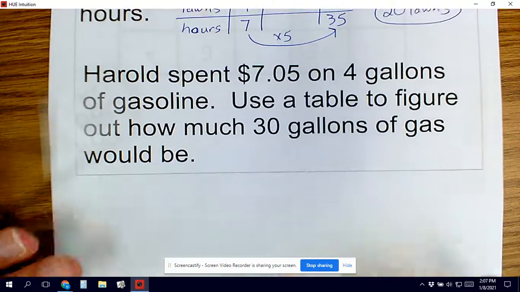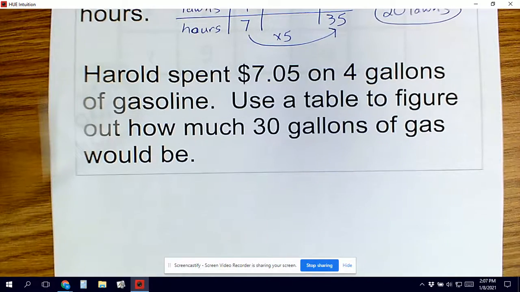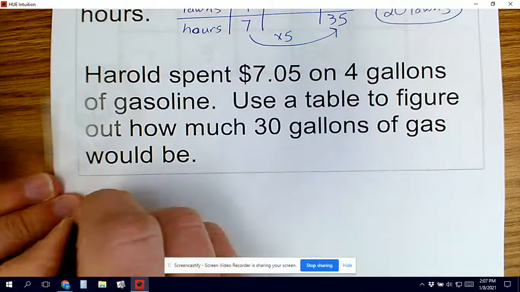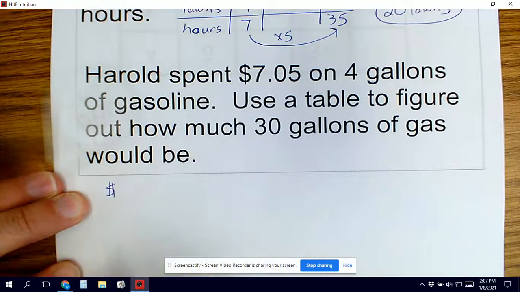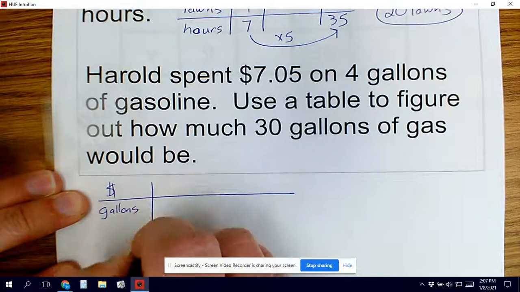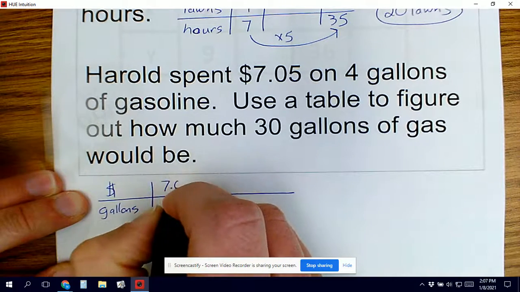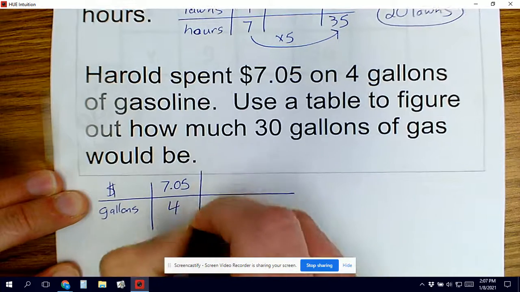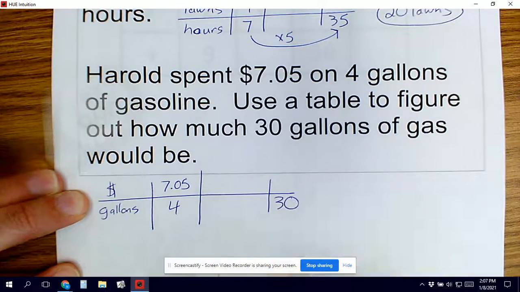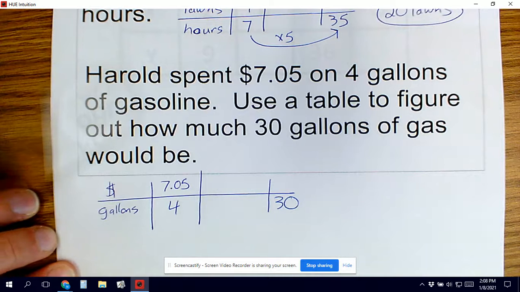All right, number 2, Harold spent $7.05 on 4 gallons of gasoline. Use a table to figure out how much 30 gallons of gas would be. So the 2 quantities we are comparing in this table are dollars to gallons of fuel. Initially, he spends $7.05 for 4 gallons, and we are trying to find how much it would cost for 30 gallons of gasoline.